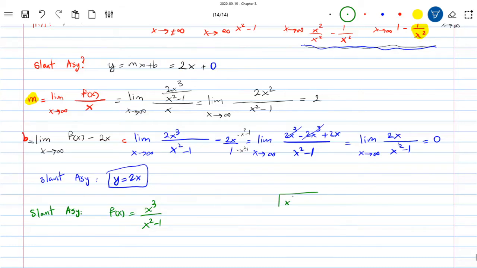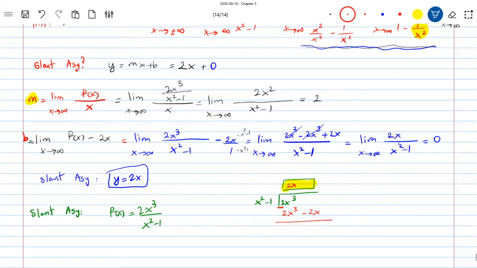You would have x cubed here, x squared minus 1. Whatever you find in this box is going to be the slant asymptote. This is what we're going to figure out. So through the long division, sorry, this was 2x cubed. I need to multiply 2x squared to get 2x cubed. And 2x times negative 1, I'll get minus 2x. Subtract the top from the bottom.